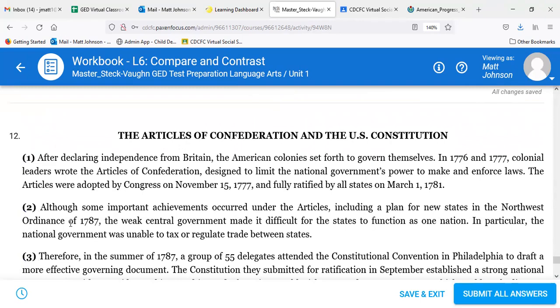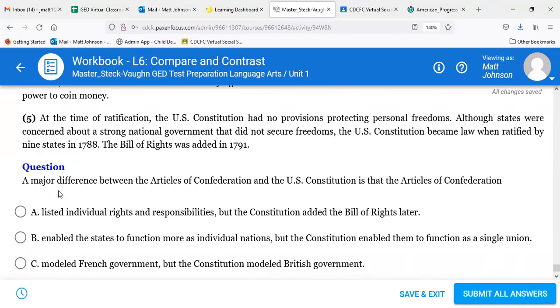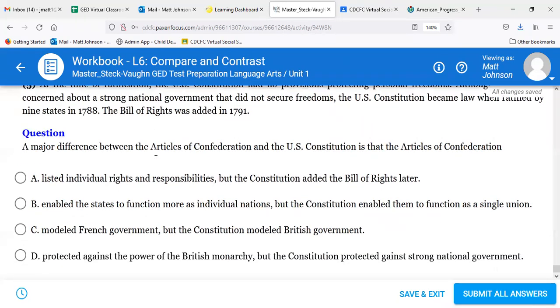And then 12, our last one. All right, a major difference between the Articles of Confederation and the U.S. Constitution is that the Articles of Confederation, A, listed individual rights and responsibilities. The Constitution added the Bill of Rights later. B, enabled the states to function more as individual nations, but the Constitution enabled them to function as a single union. C, modeled French government, but the Constitution modeled British government. D, protected against the power of the British monarchy, but the Constitution protected against strong national government. What's the right answer here?